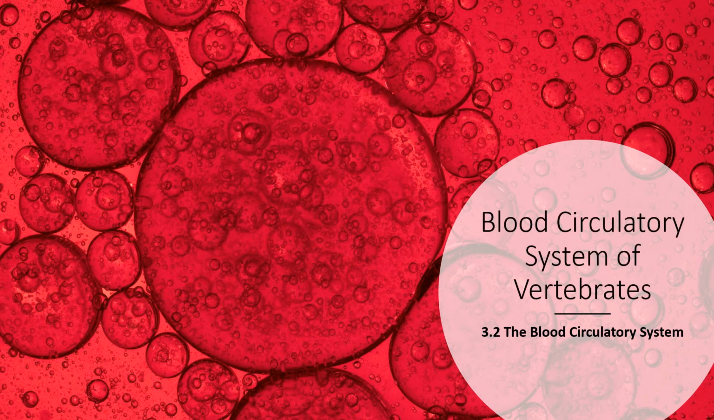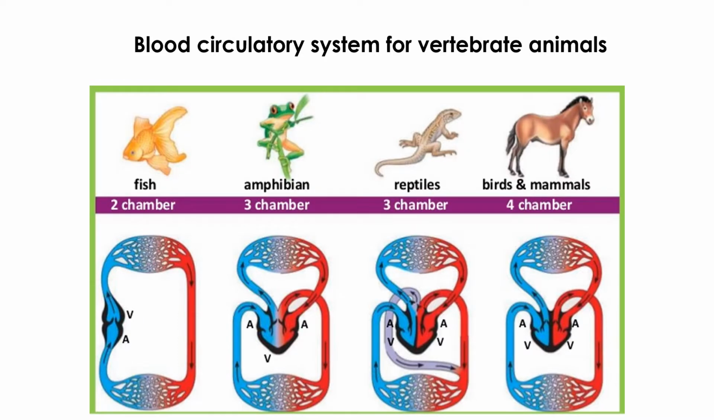Blood circulatory system of vertebrates. As complex organisms, humans and all vertebrate animals have a specialized transport system known as the blood circulatory system. The diagram shows the blood circulatory system for vertebrate animals.